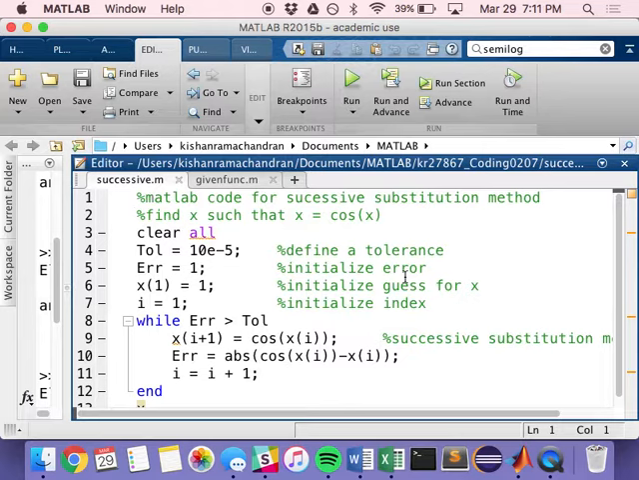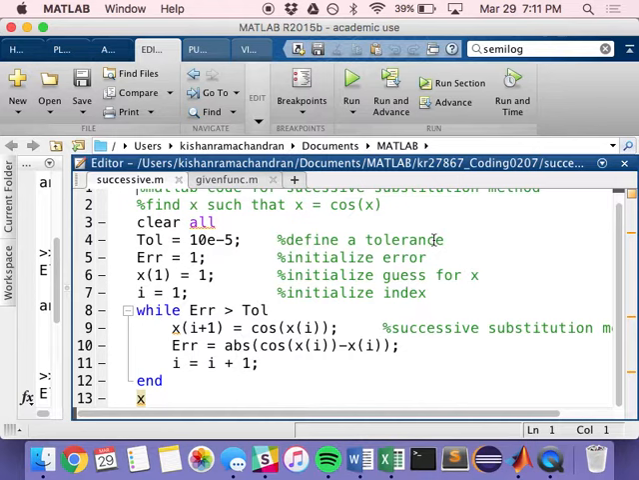And then your first guess. I'm just saying x of 1 is equal to 1. I have no idea what it is. It doesn't matter. The closer you are, the fewer iterations it takes. But whatever, we have a computer. And then i equals 1, just an index. So we're saying, while this error is greater than this tolerance, x at i plus 1 equals cosine of x at i.